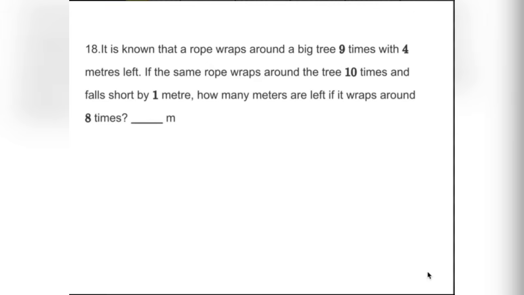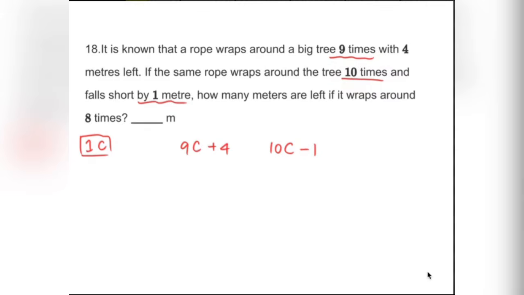So let's have a look. For the first case, I set the length of one circle of the tree as 1C. Then for 9 times with 4 meters left, that is 9C, and then you still have 4 left, so plus 4. For the same rope wrapping around the tree 10 times, that is 10C. But it is short by 1 meter. What is the meaning of short by 1 meter? Yes, that is minus 1. That is not enough.